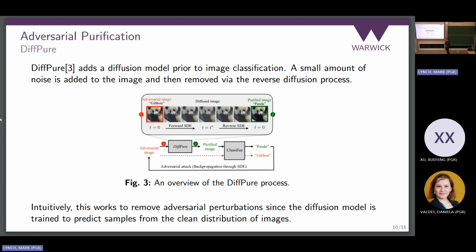It's interesting that this works because there's nothing special about this diffusion model. It's just an off-the-shelf diffusion model. It hasn't been trained on adversarial examples or anything like that.